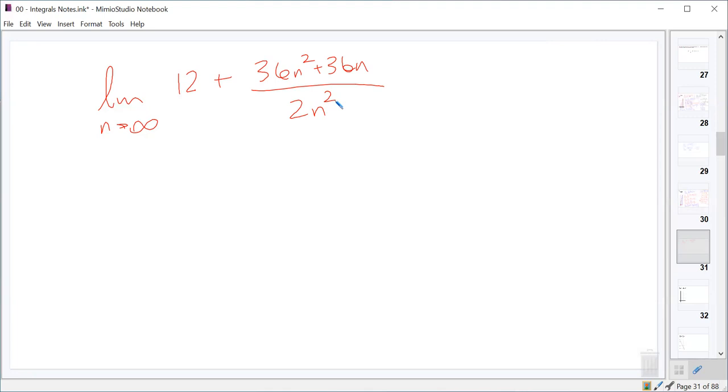Well, this is a sum of two different functions, 12 and then this rational function. And if you're taking a limit of a sum of two functions, you just take each limit separately. The first limit, the limit as n approaches infinity of 12, is just 12. And then 36n squared plus 36n over 2n squared is once again a rational function where the degree of the numerator and the degree of the denominator are the same. So if we're going towards infinity, we can just use that rule that says divide the leading coefficients. 36 over 2 is 18. And this gives us a value of 30.